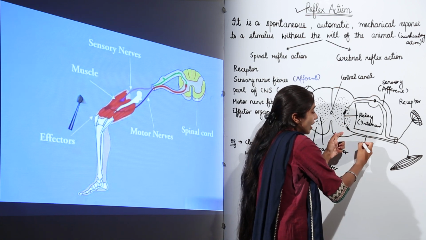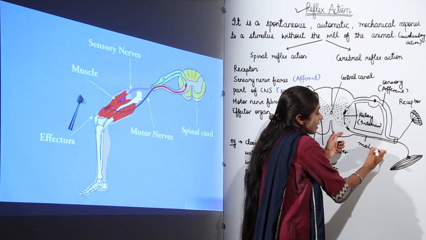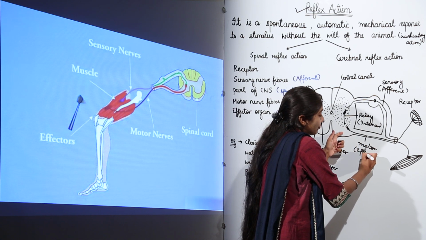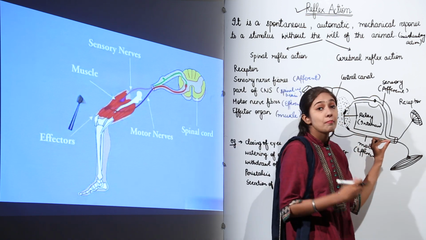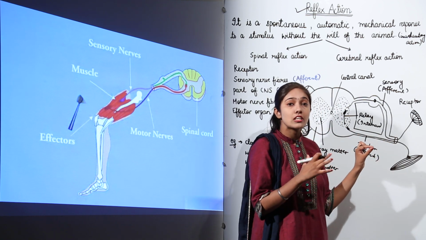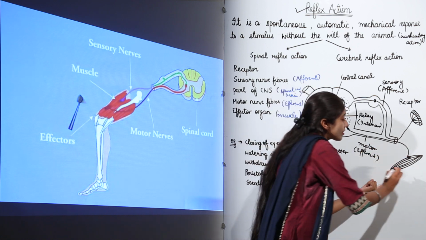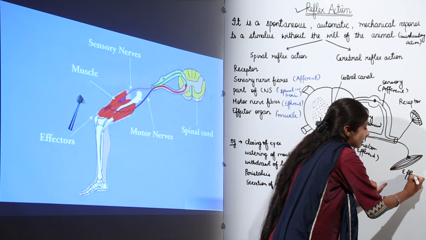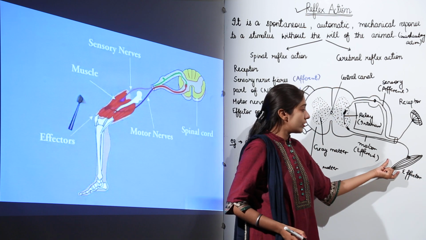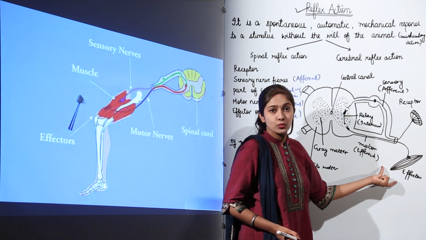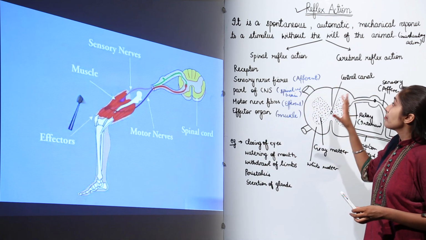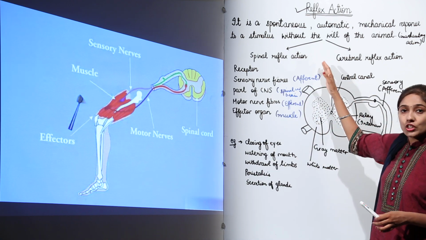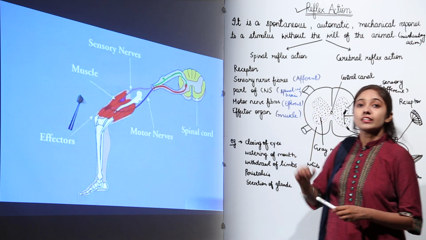This motor nerve fiber, which we also call efferent nerve fiber, carries the nerve impulse, the message that is interpreted by your central nervous system, to the effector organ. Here I have shown the muscle acting as an effector organ. So this is the mechanism of reflex action and the path taken by the reflex action.